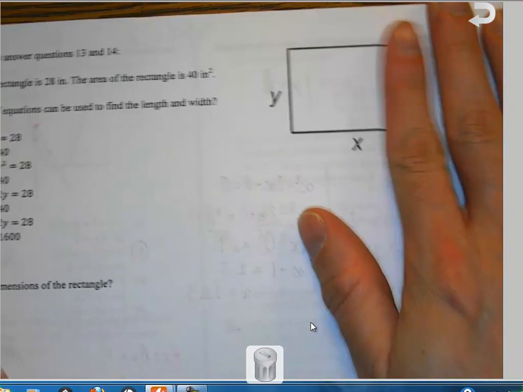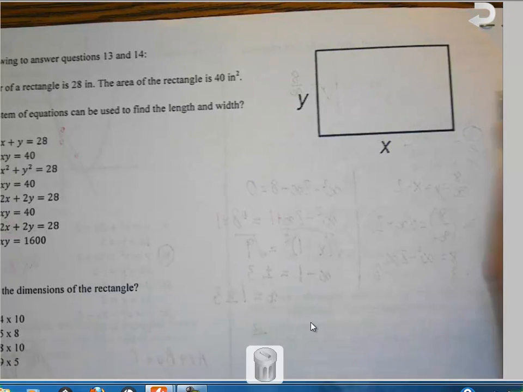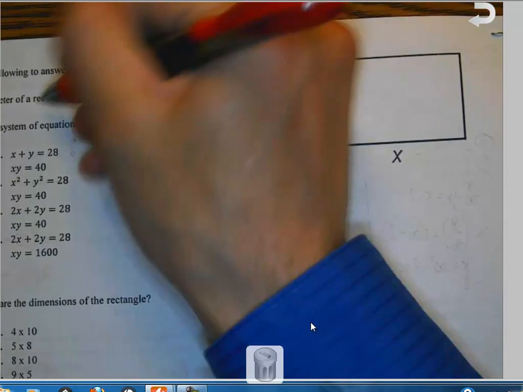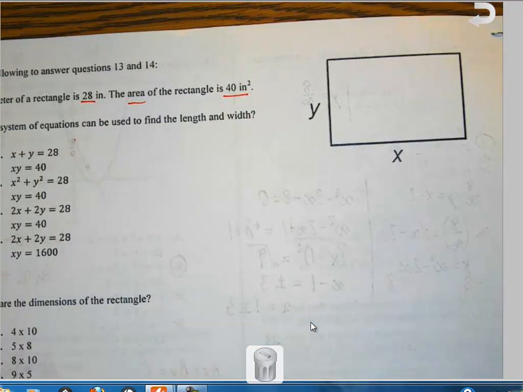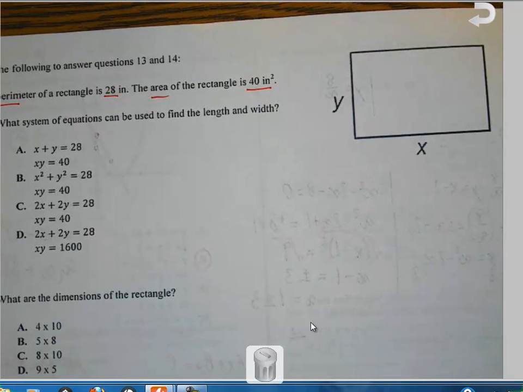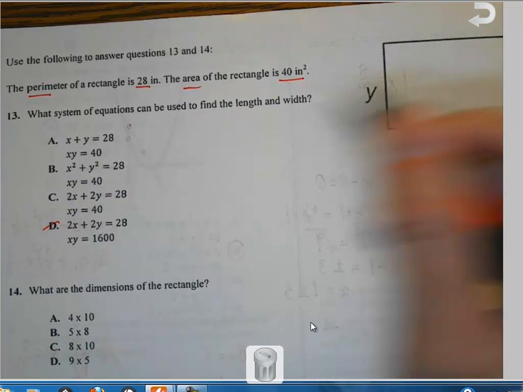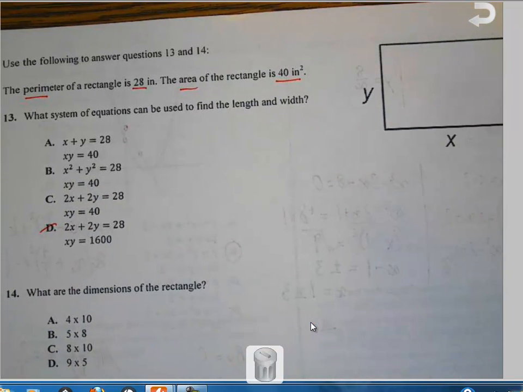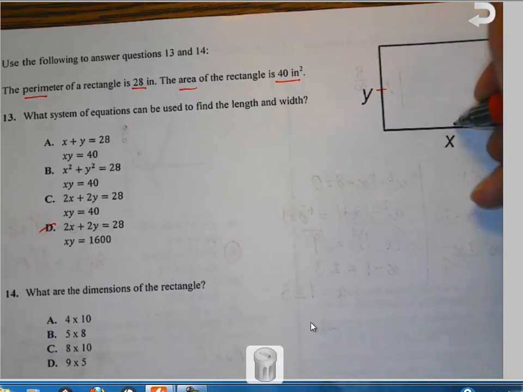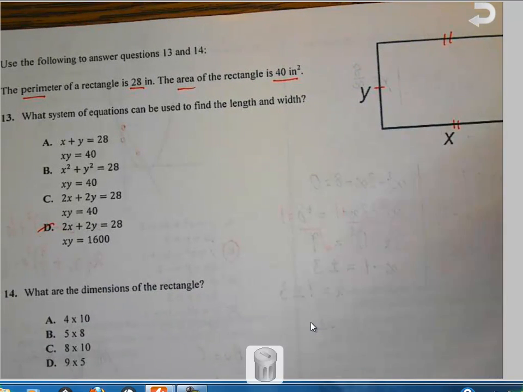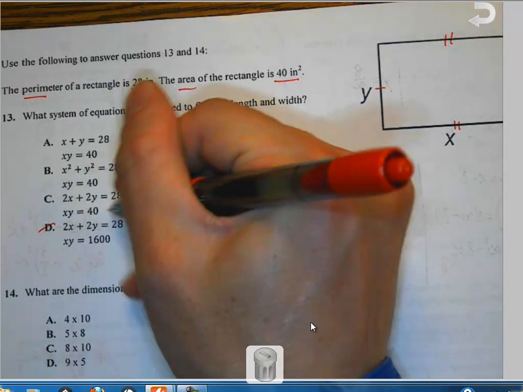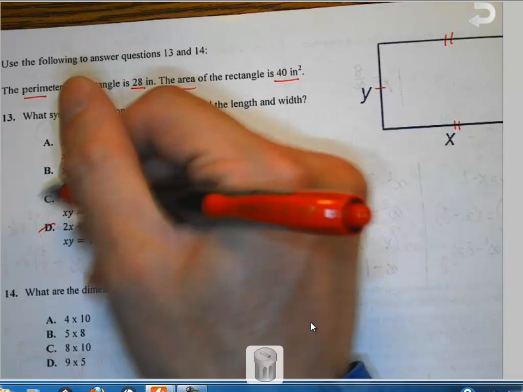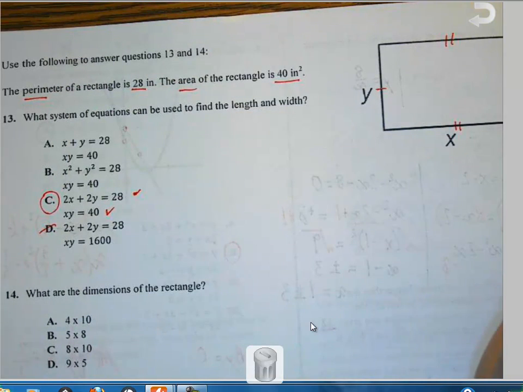Number 13, what system of equations can be used to find the length and width? They already gave you that the perimeter is 28 and the area is 40. Immediately, you can eliminate from consideration any equation that doesn't have x times y is equal to 40, which means D is out. Now, the other thing is you know that you have 2 y's and 2 x's, and they add up to 28. So, 2x plus 2y is equal to 28, that's the perimeter. X times y is equal to 40, that's the area, and C is our correct response.